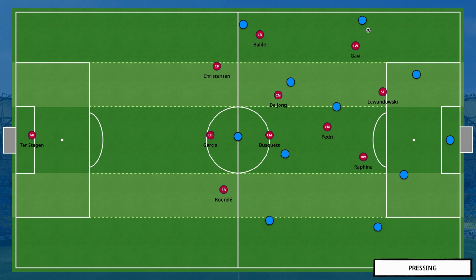With this approach when pressing, the high line that Barcelona use, along with the amount of players committed forward, does present some challenges, because if the press is beaten, there becomes a lot of space available for the opposition to attack in behind Barcelona's defensive line. So that's a look at Xavi's tactical profile with a focus on his Barcelona team.